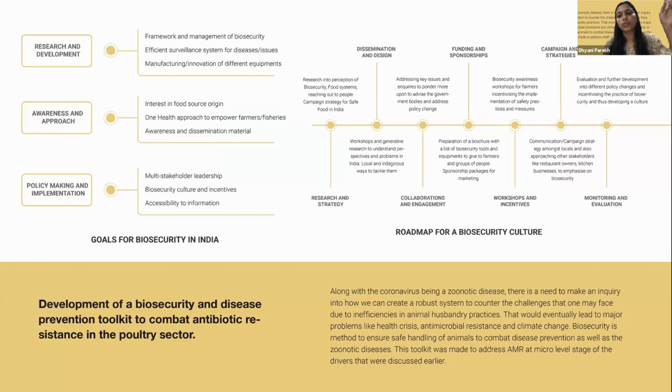And finally, like Julian talked about the biosecurity toolkit, so we'll discuss a little bit about the process there as well. When we started off with biosecurity and disease prevention, it was not just to go ahead and make the toolkit because it's asked for. It was to understand why we are making a toolkit for biosecurity. What are the goals that we're envisioning for India? We want to promote research and development. We want to promote awareness and approach to poultry. The focus point was poultry there, and it was basically in south India.